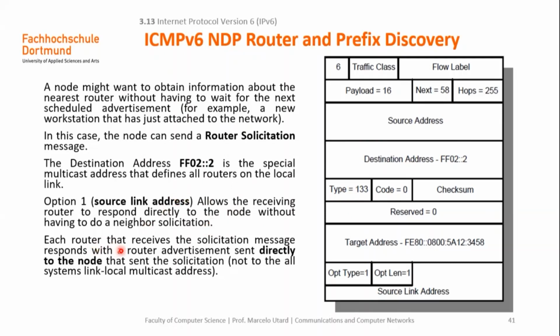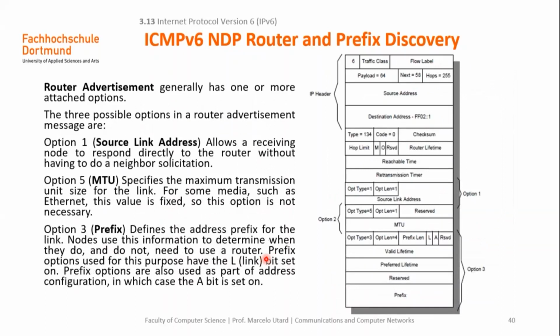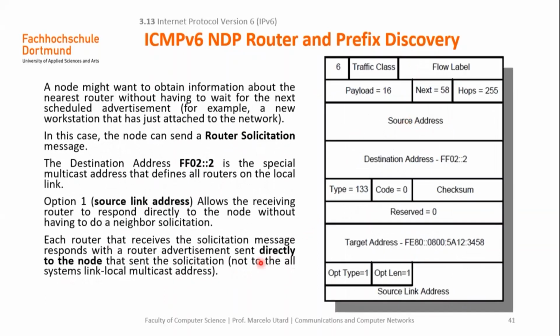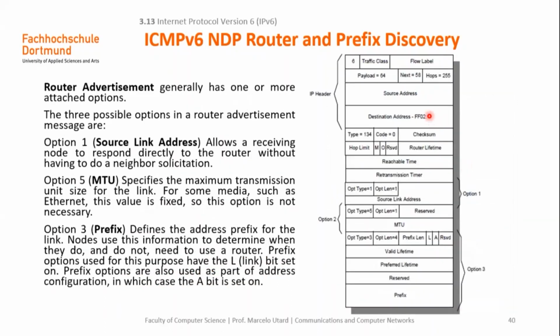Each router that receives the solicitation message responds with the router advertisement sent directly to the node, not to this special multicast address. It is sent directly to the node that sent the solicitation, not to the all-systems local multicast address, that is FF02 with the least significant bits being 1.